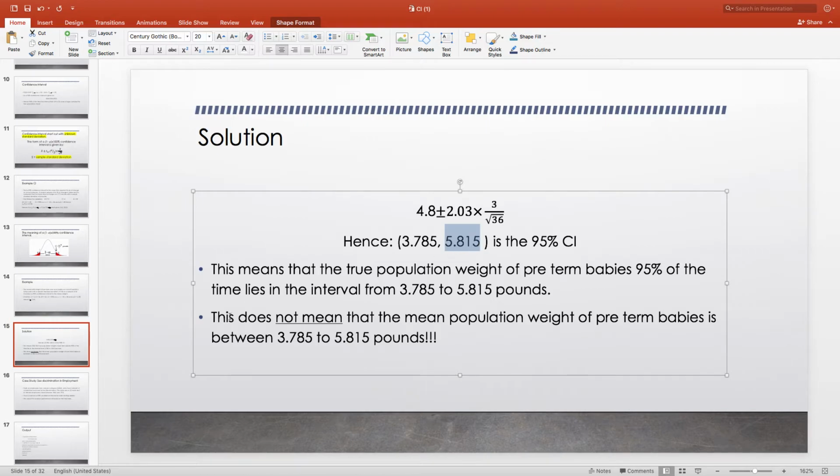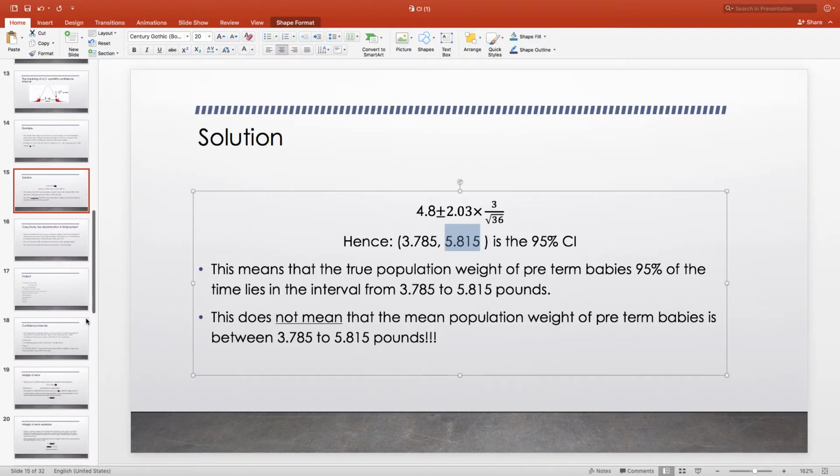And I want to emphasize that this does not mean that the population weight of preterm babies is between that. This confidence interval represents the probability that the interval contains the mean. Okay.